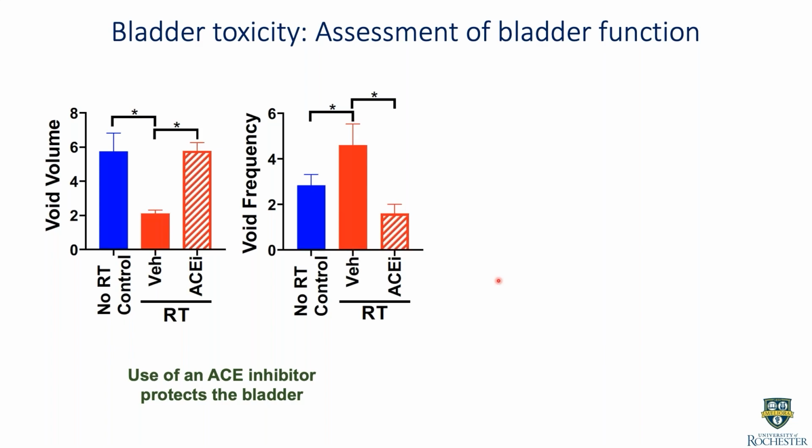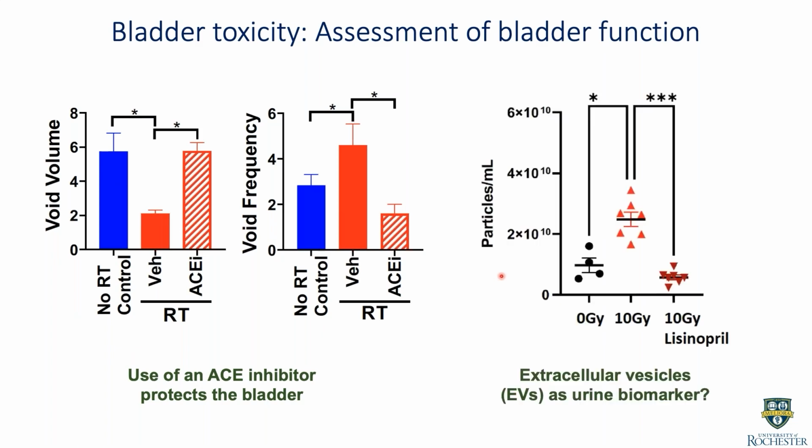So this ACE inhibitor seems to protect the bladder in terms of a functional assay for void volume and void frequency. And we can also measure EVs in the harvested urine as a biomarker of toxicity. And this is EVs in urine for unirradiated animals. If we irradiate with a single dose of 10 gray, we see an increase in EVs in the urine 1 week after treatment.